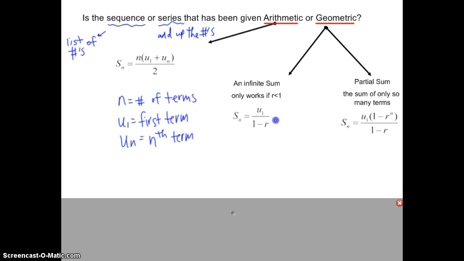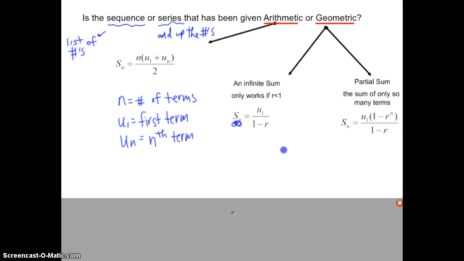Okay? With geometric, we have to decide, are we finding the infinite sum or are we finding the partial sum? The infinite sum means that n is infinity. We don't ever stop adding. We just keep adding and adding and adding. So this will only work if our ratio is less than 1, because those types of problems will level off to a specific number. If I want to find the partial sum, I'm going to use this formula over here.